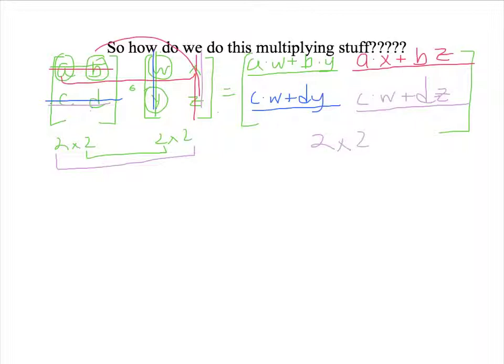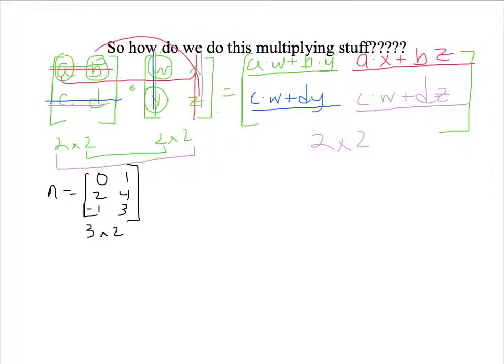Okay, so let's do some numbers here. Let's say matrix A equals, I'm going to make it a 3 by 2. 0, 1, 2, 4, -1, 3. So this is a 3 by 2.